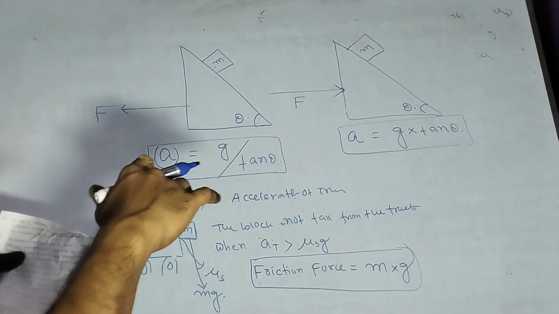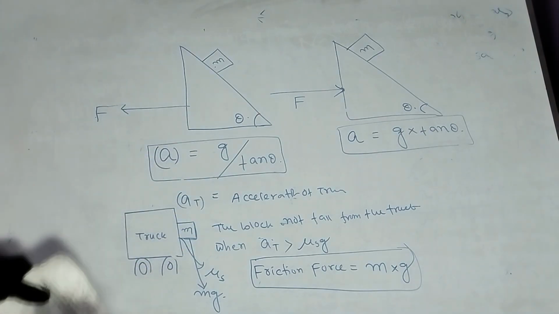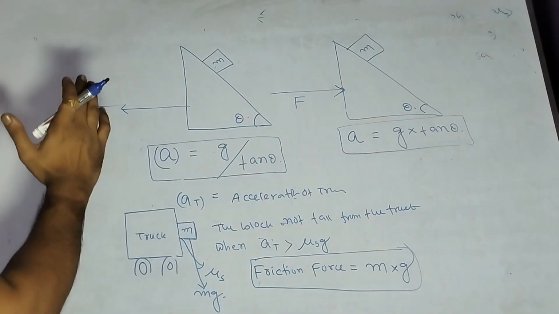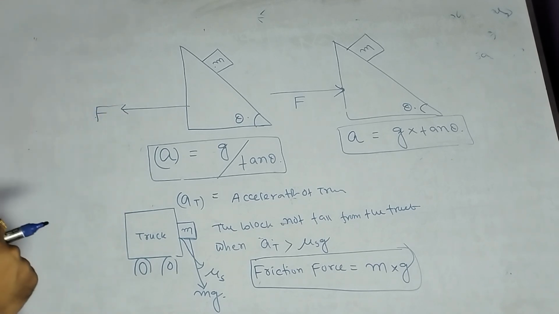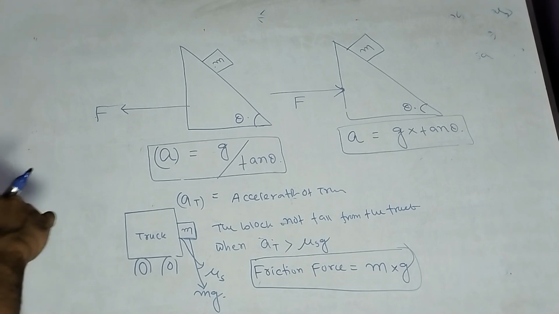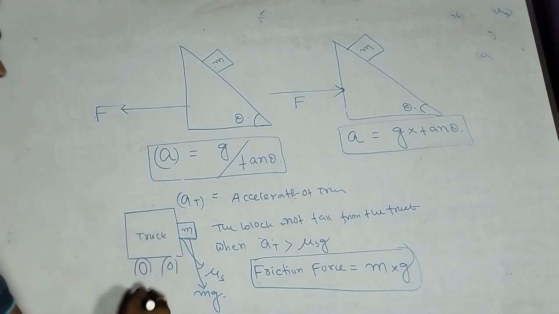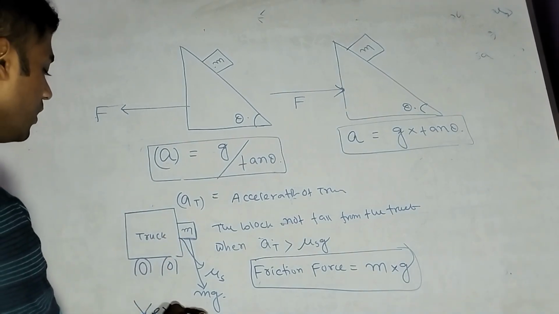The track problem has two types: one is the horizontal track and box, and the other is the vertical track with the block's mass on the vertical surface. These are the two types of question. This is the horizontal track box problem, and this is the vertical track box problem.